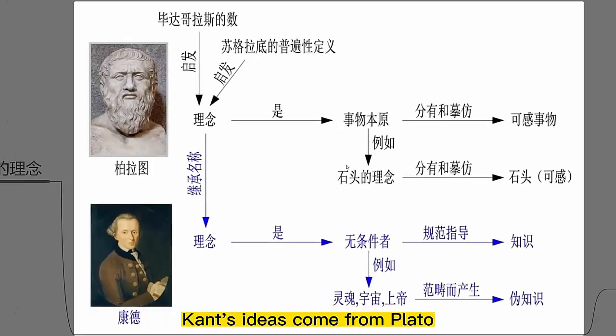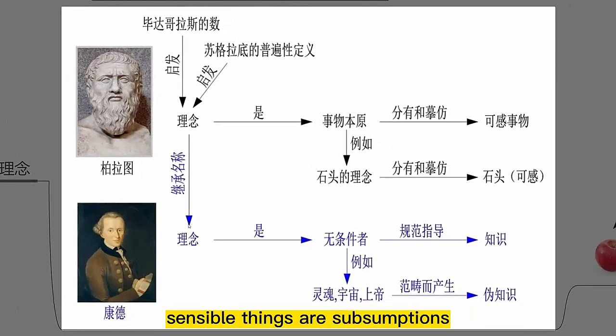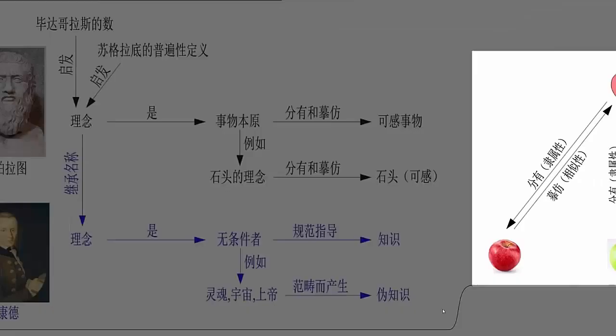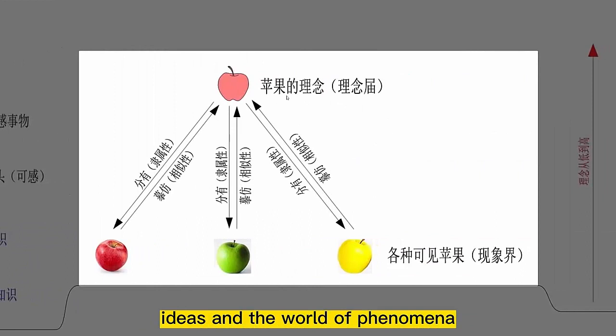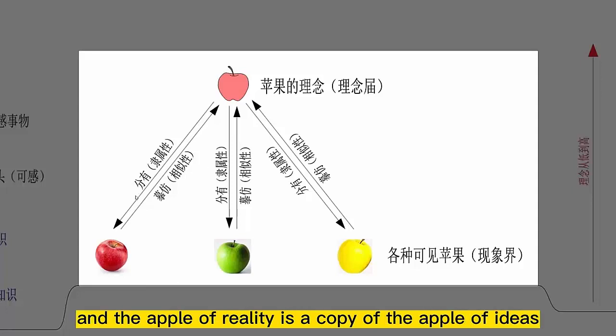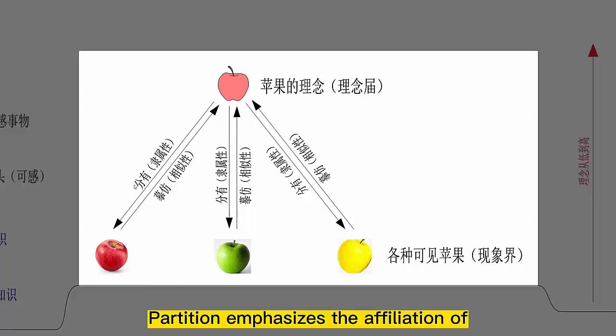Kant's ideas come from Plato, where ideas are the origin of things and sensible things are subsumptions and imitations of ideas. Kant's ideas are of three kinds: the soul, the universe, and God, and the application of categories to these three produces pseudo-knowledge. Plato divided the world into the world of ideas and the world of phenomena. The apple of reality is the subsistence of the apple of ideas, and the apple of reality is a copy of the apple of ideas. Partition emphasizes the affiliation of individual things to ideas, and imitation emphasizes their similarity.